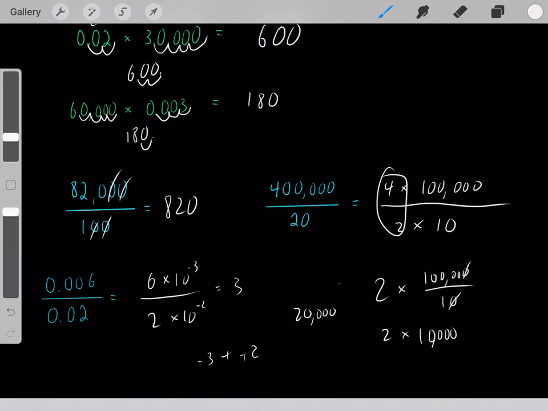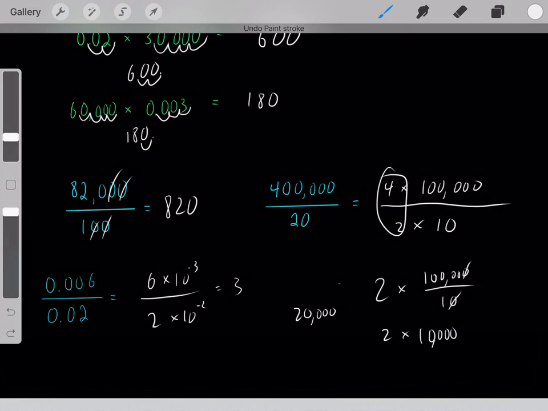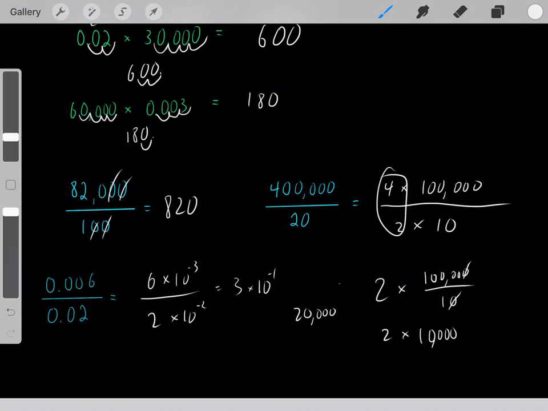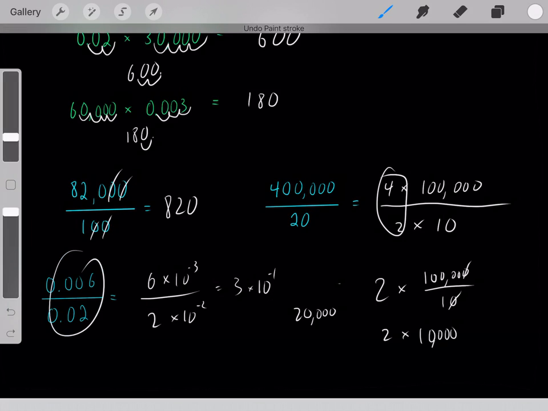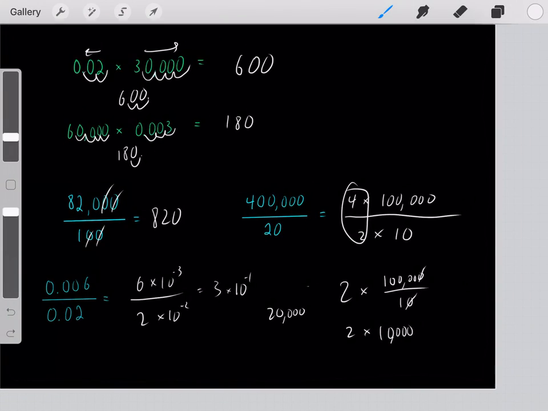So the change is negative 1. So we know this is 3 times 10 to the negative 1. Take care of this first, that's 3. And then take care of this, that's negative 1, so now we know our answer. So now we know what this is equal to.